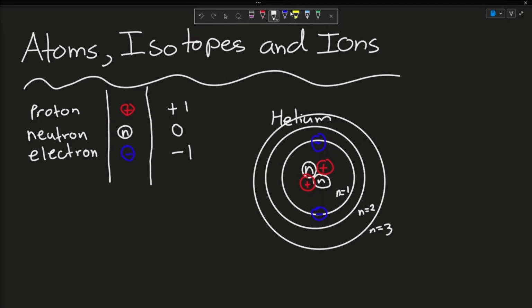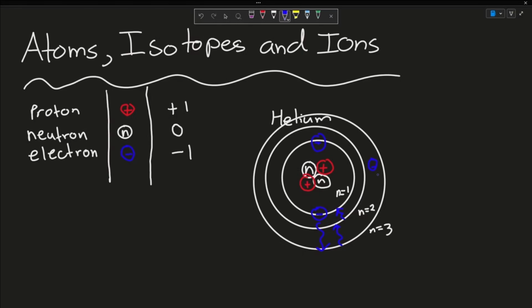However, in any atom, electrons can move between these energy levels. So if this electron got some energy, it could move to the 3rd energy level. And then if it lost energy, it could move to the 2nd, and it could also move back to the 1st. But the important part I want to convey is electrons can only exist at these levels. They cannot exist between.